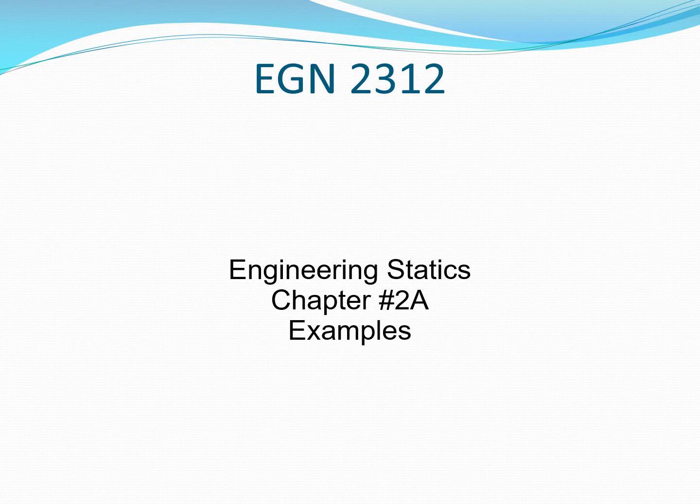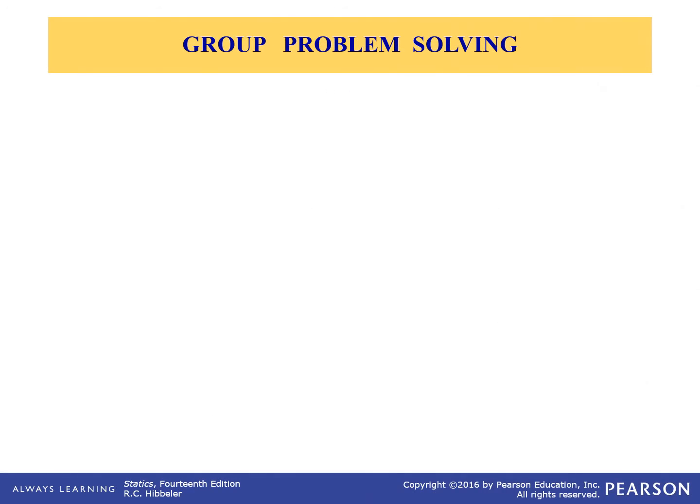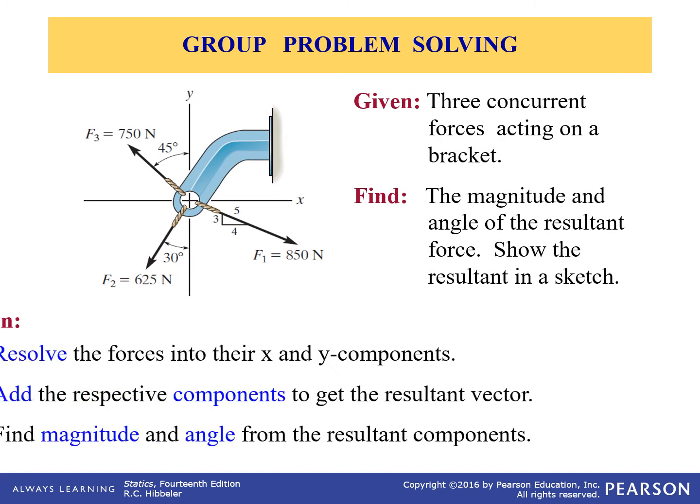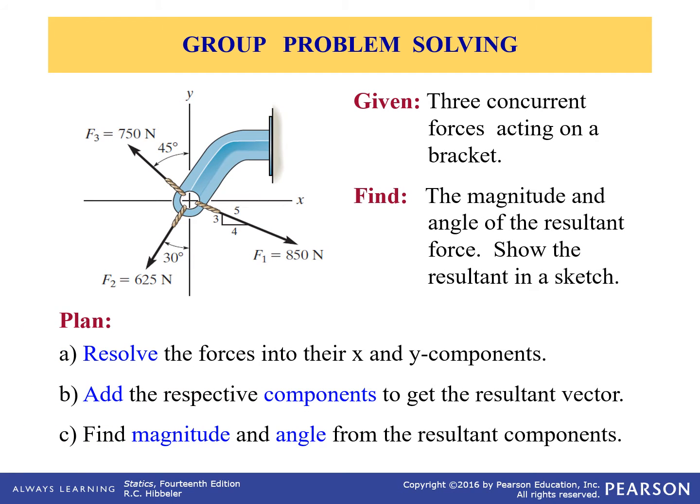All right, so let's take a look at some problems, or some examples at least, from chapter 2. Here's the first one, a group problem-solving problem that you can find in the slides from the publisher. In this particular case, it's a typical chapter 2 problem. There are three forces acting upon a point in the center of the xy plane. You want to find out what the magnitude and angle of the resultant force is.